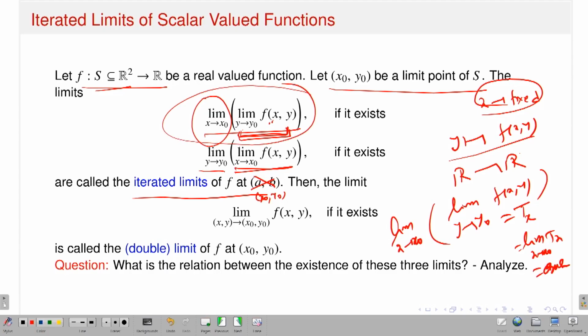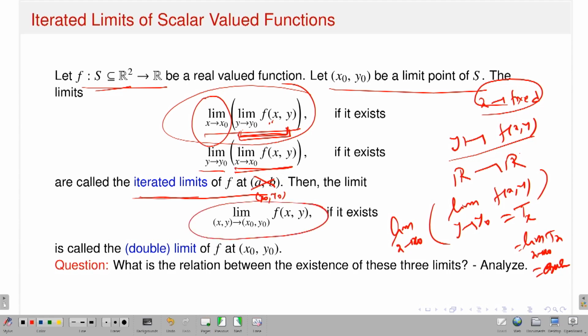suppose this exists, then I will say that this is finite, or this is called the iterated limits. That means keeping x variable first, then take the limit as y approaches y naught, then take the limit as x approaches x naught, and vice versa. That vice versa means the other way around. That means first keep y variable fixed, take the limit as x approaches x naught, then take the limit as y approaches y naught. So if this limit exists, then I will say that these are the iterated limits of f at x naught comma y naught.